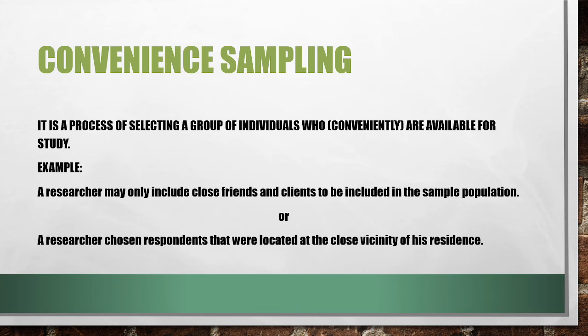Okay? It is a process of selecting a group of individuals who are conveniently available for the study. So, for example, a researcher may only include close friends and clients to be included in the sample population, because they are already there. And a researcher chose respondents that were located in the close vicinity of his residence. Convenient sampling actually may fall into almost all non-random sampling because of the convenience that they are already there. So, that's why they are the ones chosen for the study. But sometimes, this is avoided in studies because of the bias that they mention, since you are only looking at your close locality. But in any case, this may be a choice for convenient sampling.